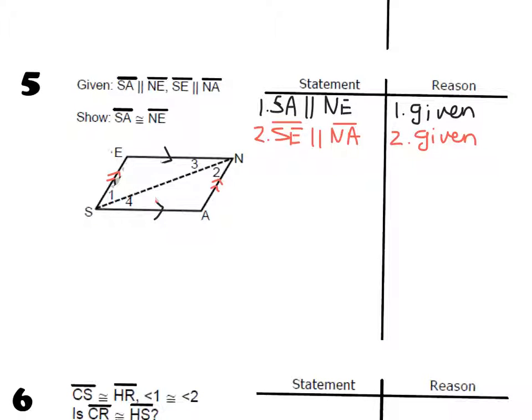So I have NE and SA. Those are parallel lines cut by a transversal. So I know angle 3 and angle 4 are congruent. So angle 3 is congruent to angle 4 because my alternate interior angles are congruent.